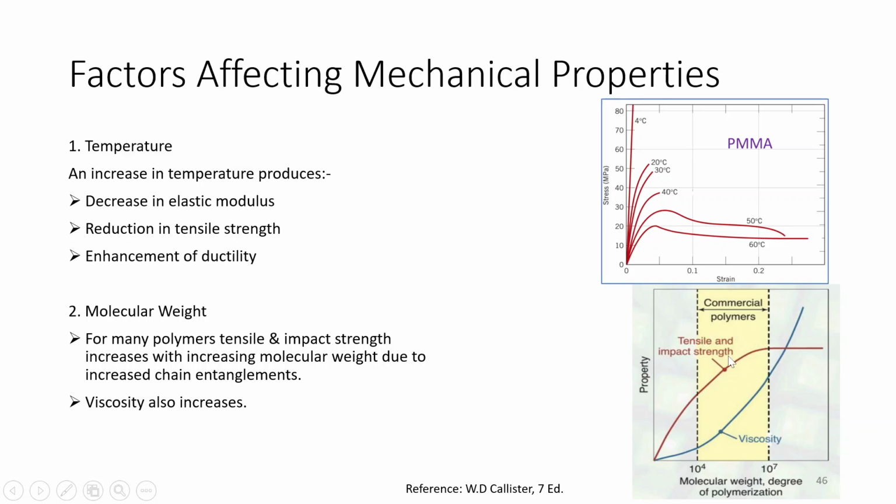And these are some commercial polymers that are optimized for both tensile and impact strength, which don't have very low or very high tensile and impact strength, because that would lead to deterioration in ductility.